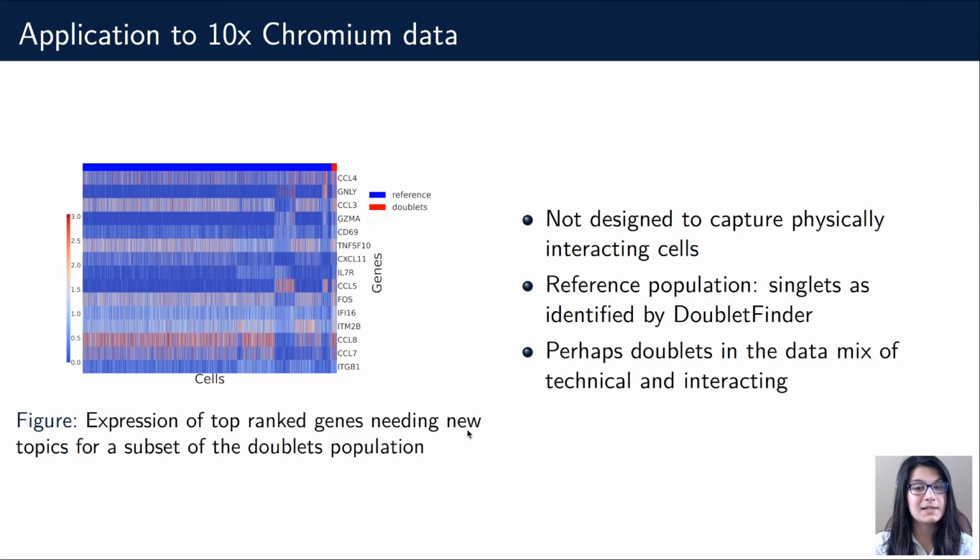What we think might be happening is that the doublets are actually a mix of technical and interacting ones. However, we cannot be certain due to the quality of our reference population, as no doublet tool achieves perfect sensitivity and specificity. As such, currently we recommend using our approach for determining genes that could be candidates of interaction to be used on datasets that are actually capturing interacting cells.